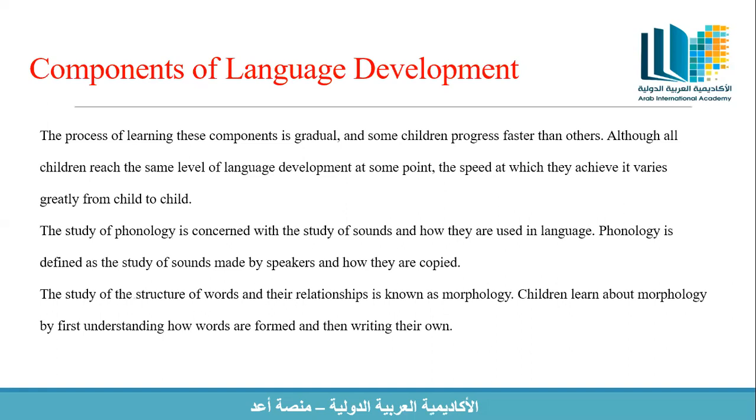Some children progress faster than others. That's why we should teach the components gradually. Although all children reach the same level of language development at a certain point, the speed at which they achieve it varies greatly from one child to another. We all know that we have different needs and that children learn at different paces. That's why every child learns in a different way.